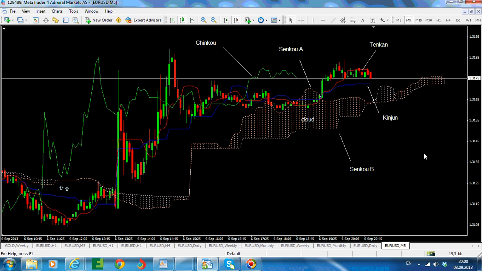That being the case, the first part where we introduce the Ichimoku elements is done. We had the Chinkou, the green line, the Tenkan, the red line, the Kijun, the blue line, and the Senkou A and Senkou B.